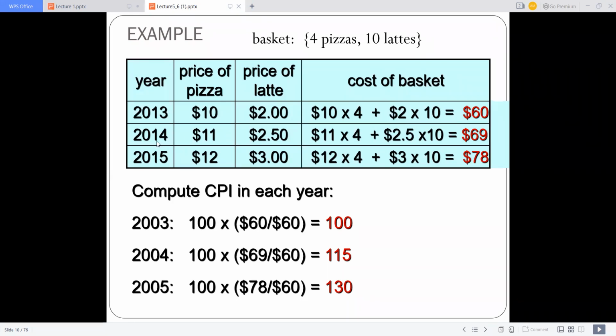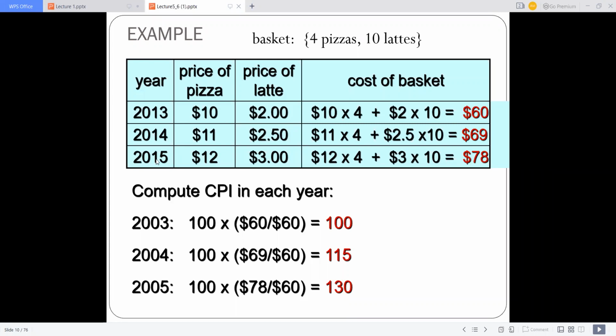60. You do the same for 2014 by multiplying the 11 by the 4 pieces, and multiplying 2.5 by the 10 lats. For 2015, do the same thing: multiply the 12 by 4 pieces, and multiply 3 by 10 lats. When you're done, you add up. After adding up, what you get at the end are the costs, or what we call the basket cost, or simply put, the cost in that year that you incurred.